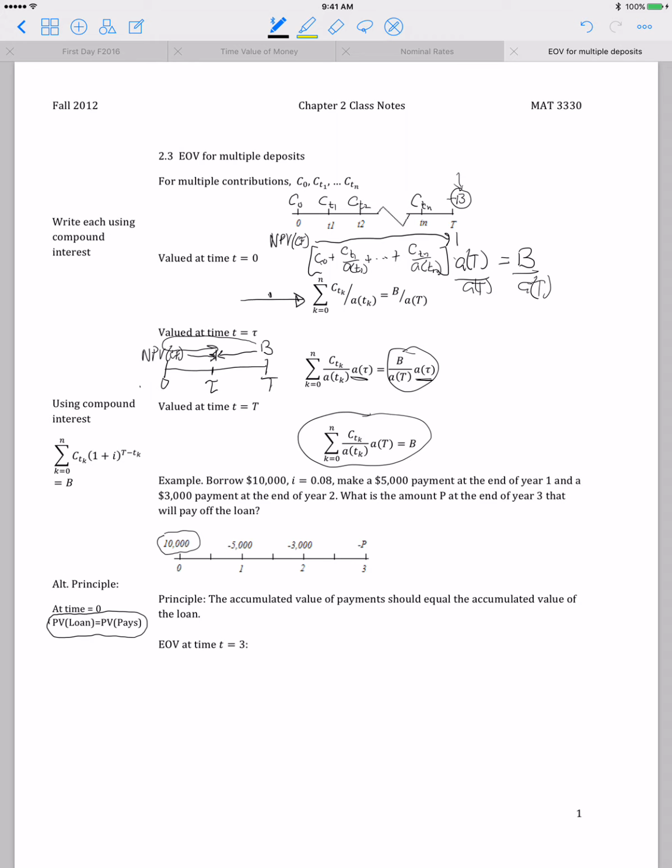Now, if we want to write down the equation of value at time 3, as is asked for here, then we need to take the accumulated value of the loan. So that would be 10,000, using 8% compound interest, and we accumulate that to time 3. So that is the loan accumulated to time 3, and that has to be equal to the payments accumulated to time 3. So the $5,000 has to be accumulated for 2 years at the loan interest rate. The $3,000 has to be accumulated for a year.